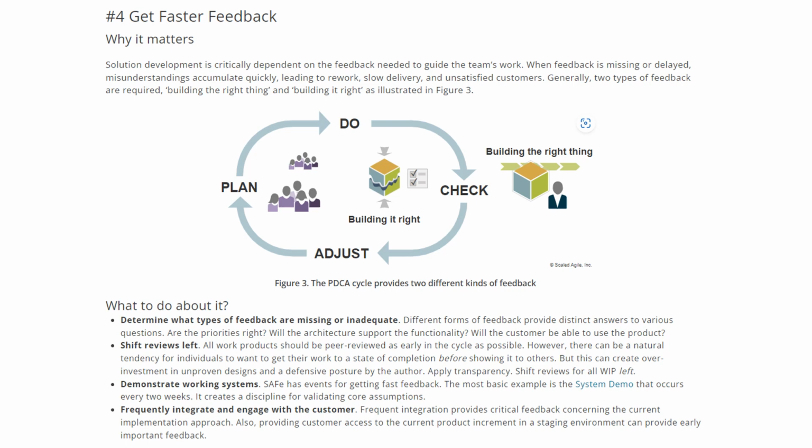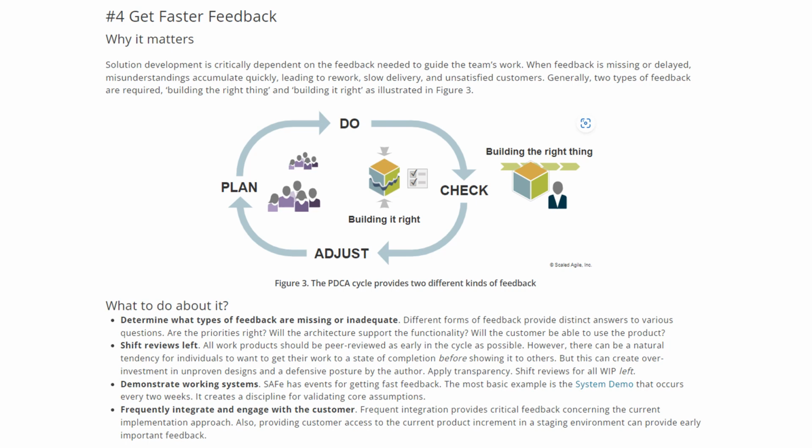Shift reviews left. All the work products should be peer reviewed as early in the cycle as possible. However, there can be a natural tendency for individuals to want to get their work to a state of completion before showing it to others. But this can create over investment in unproven designs and a defensive posture by the author. Right? Apply transparency, shift reviews of all WIP left. So when we say shift reviews left, have reviews as early as possible during your work in progress.